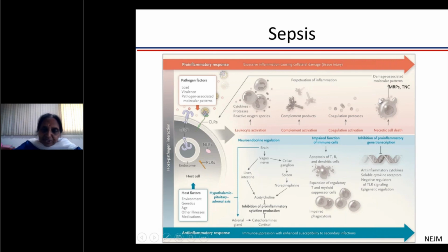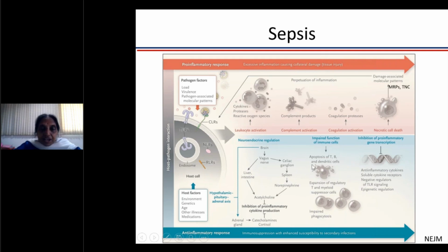The body is trying to regulate that. And the regulation occurs by three major mechanisms. One, there is increased parasympathetic drive from the brain. The parasympathetic system, acetylcholine, inhibits the pro-inflammatory cytokine production. Then the adrenal gland produces cortisol. Once you have cortisol, what does cortisol do? Cortisol will inhibit pro-inflammatory cytokines.